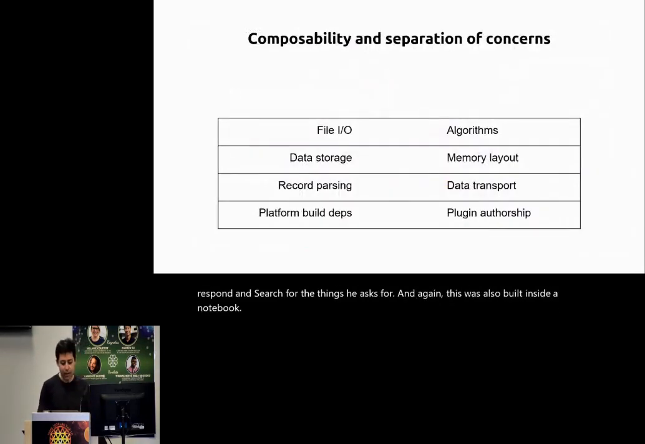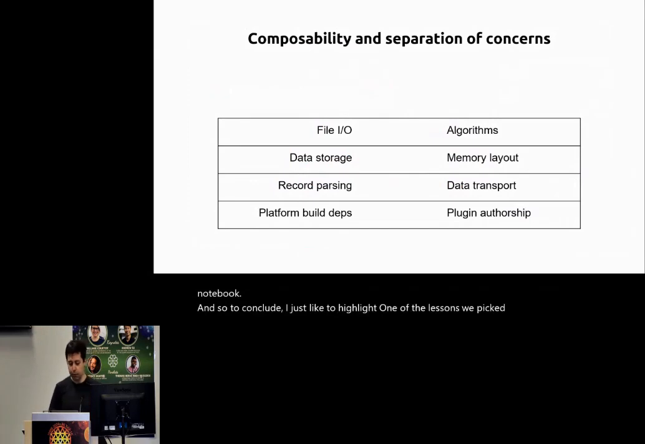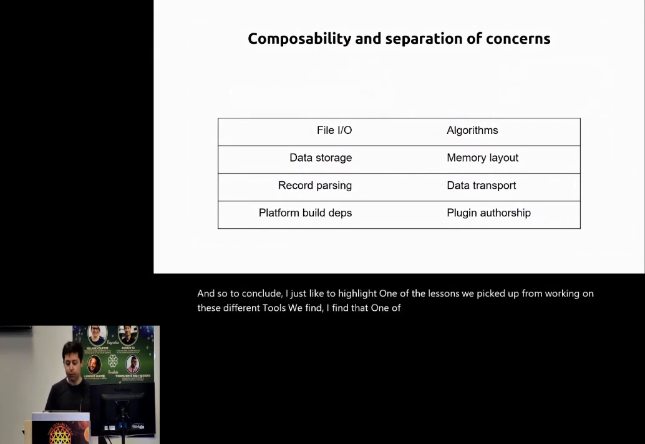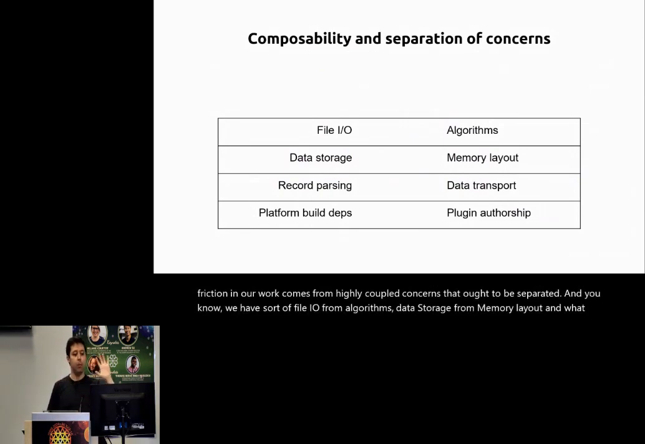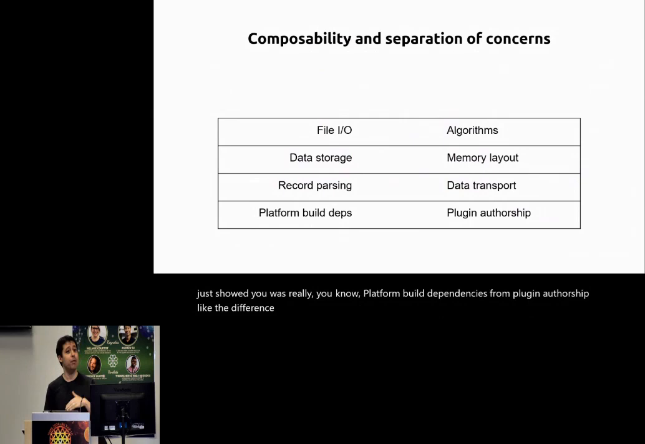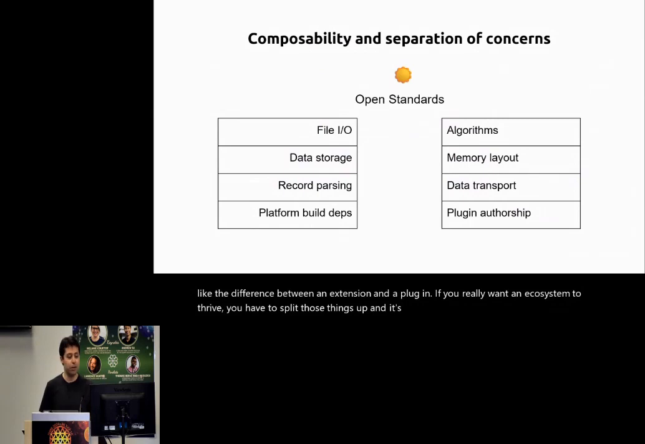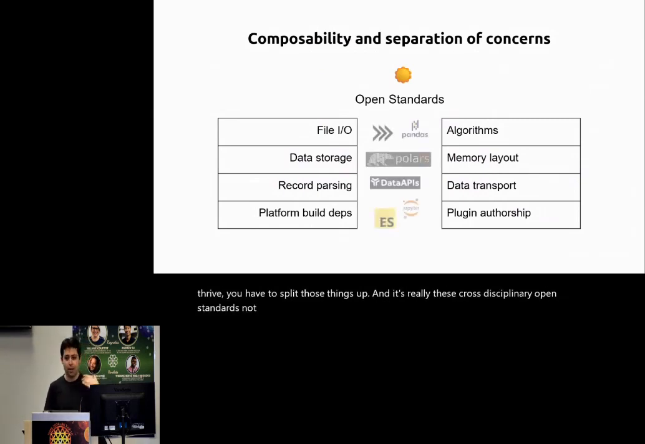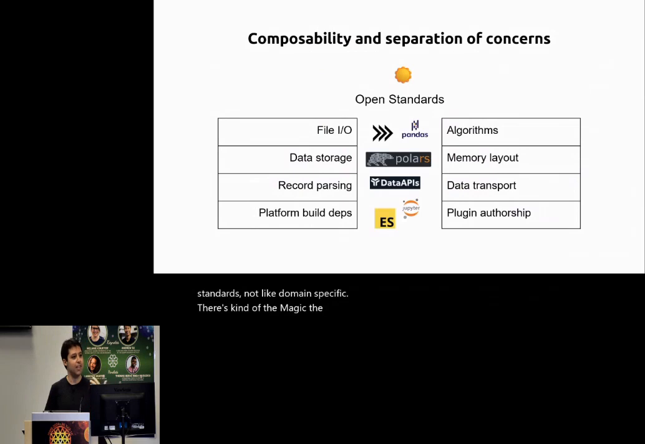And so to conclude, I'd just like to highlight one of the lessons we've picked up from working on these different tools. I find that one of the biggest and most frustrating sources of friction in our work comes from highly coupled concerns that ought to be separated. We have file IO from algorithms, data storage from memory layout, and what I just showed you was really platform build dependencies from plugin authorship, like the difference between an extension and a plugin. If you really want an ecosystem to thrive, you have to split those things up. And it's really these cross-disciplinary open standards, not domain specific, that are kind of the magic pixie dust that can help you do that, and really enable a composable ecosystem.